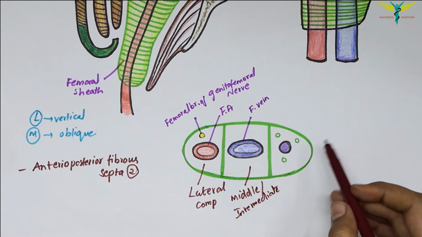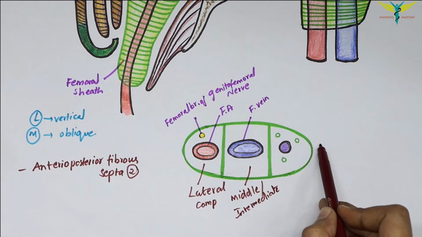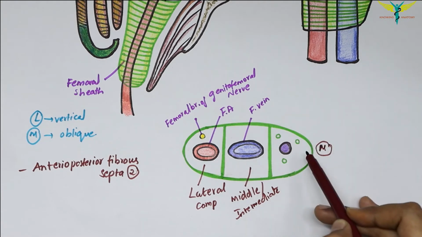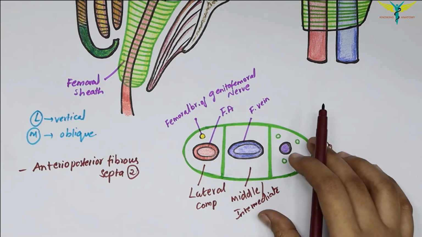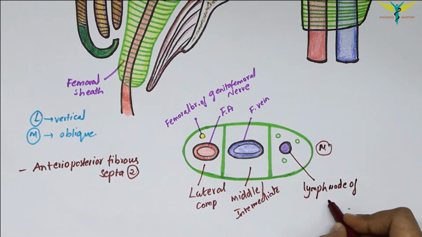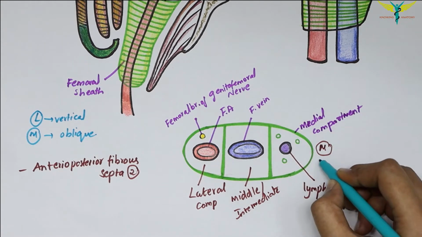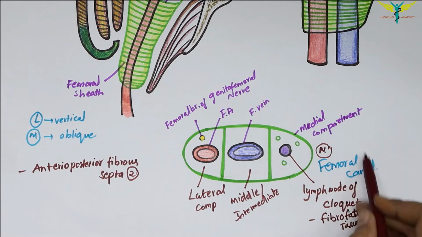And the last compartment is the medial compartment, that is, it lies medially in the body, and this medial compartment is usually empty, and this compartment is called the femoral canal, and it contains a lymph node that is called the lymph node of Cloquet, and it also has fibrous tissue. And this medial compartment is called the femoral canal, and the content is the lymph node of Cloquet with the fibrofatty tissue. Now let's learn about the femoral canal.